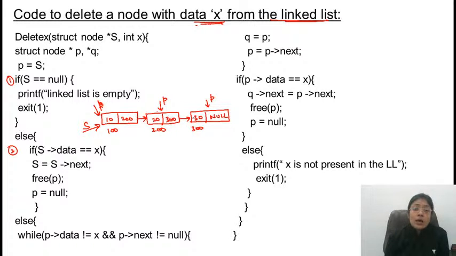In other cases, it may be that the node with data x is available at some random location. So whenever p is incremented, in that case you need to adjust this pointer, or let me take x here. Last node deletion we have already seen. This is, let's assume, y.